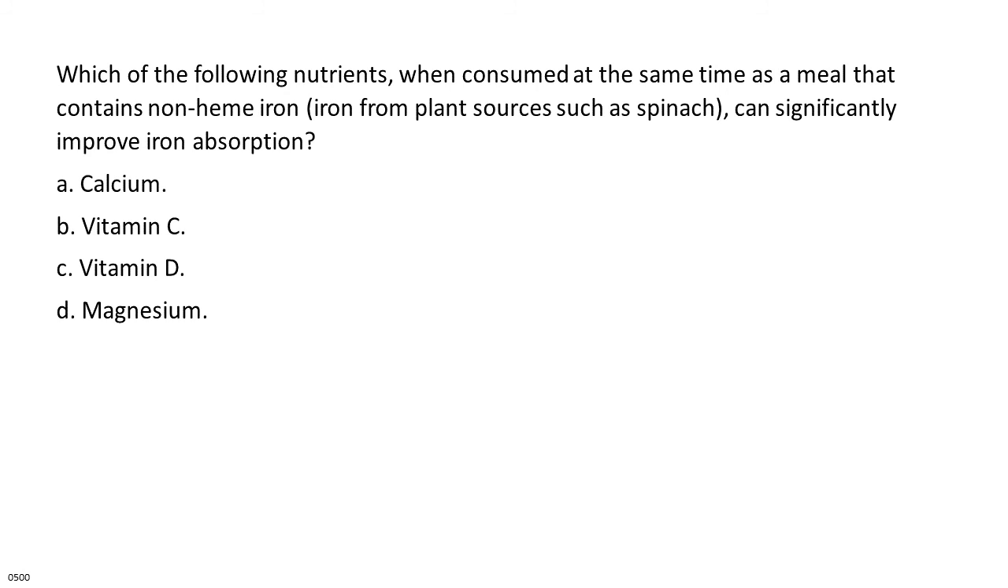Which of the following nutrients, when consumed at the same time as a meal that contains non-heme iron, iron from plant sources such as spinach, can significantly improve iron absorption? A. Calcium. B. Vitamin C. C. Vitamin D. D. Magnesium.